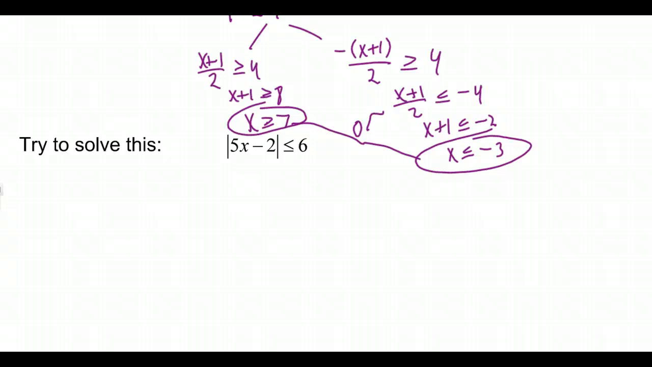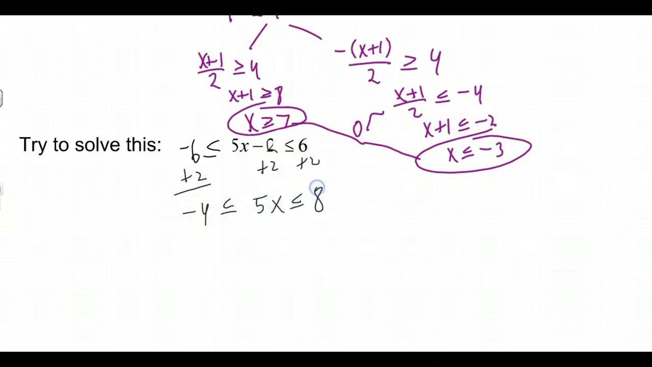Let's try one more. I want to make sure you're getting the shortcut. Shortcut's really handy. So on this one, I'm just going to put less than or equal to negative 6 on this side. And over here, I'm just going to erase the absolute value bars there, without erasing the 2, hopefully. So I'm going to add 2 to both sides. Oh, wait, all three sides. I get negative 4 less than or equal to 5x less than or equal to 8. Divide by 5, you get negative 4/5 less than or equal to x less than or equal to 8/5.